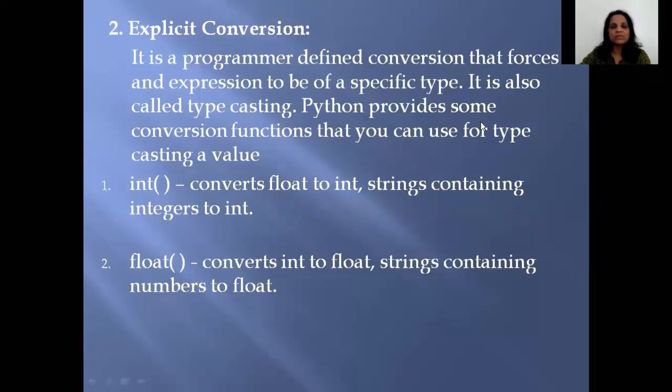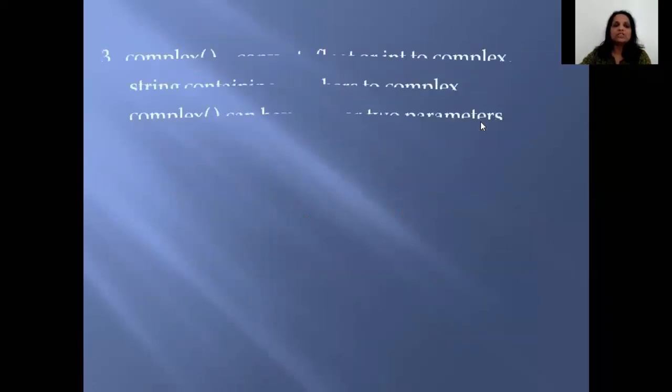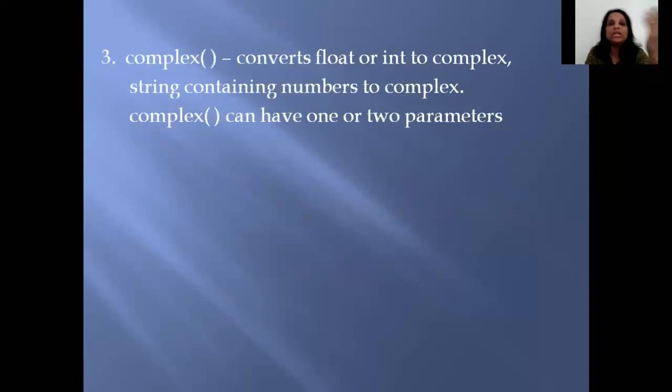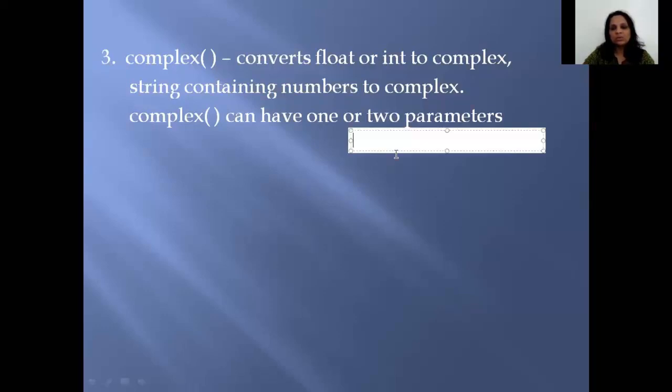So what are the next functions we need to see? The next function is called the complex function. If int converts to an integer, float converts to a float, then what would complex do? Complex would convert it to a complex data type. But how does it convert? Suppose now, for this, let me just use a text box here so it becomes easy.